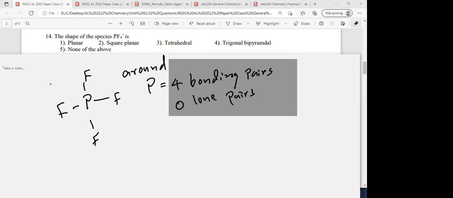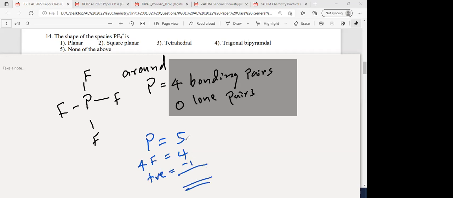So phosphorus has 5 electrons in its outermost shell. The 4 fluorine atoms contribute 1 electron each. You can check the number of pairs. So how to do this easily? If you get this in a structured essay, they will ask you to deduce the shape. Then you write: around phosphorus, 5 valence electrons. Then 4 fluorine atoms contribute 1 electron each, so 4. For the positive charge, 1 electron is lost.